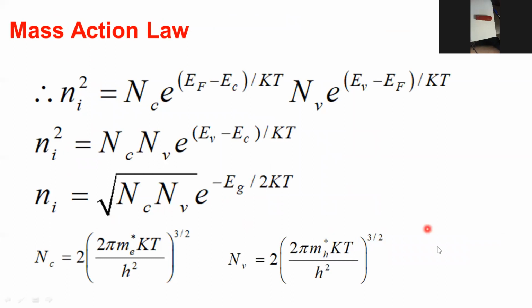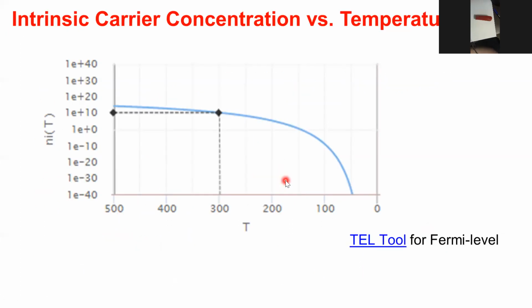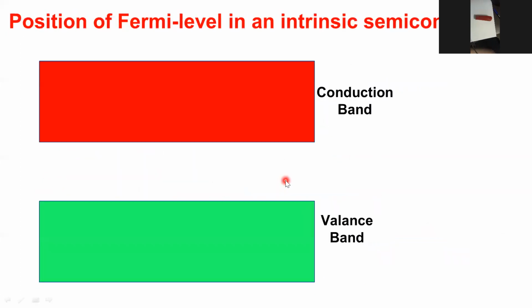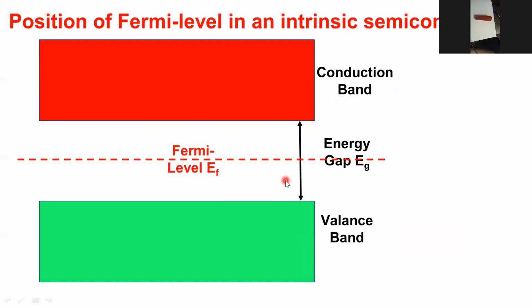So now this is another very important conclusion, that Ni can vary by varying the material, in the form of the effective mass and the energy gap, and by varying the temperature. Okay, so finally, in this part of the second lecture, we described Ni mathematically and physically.